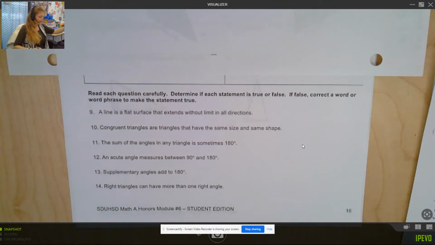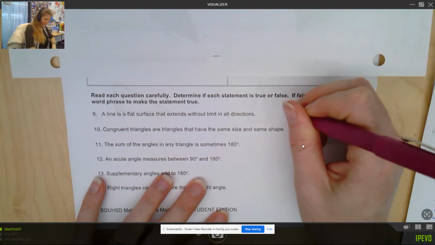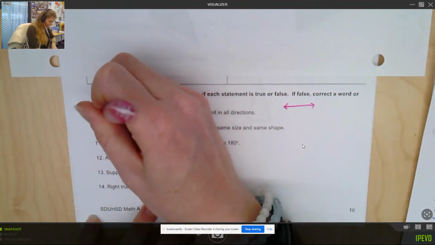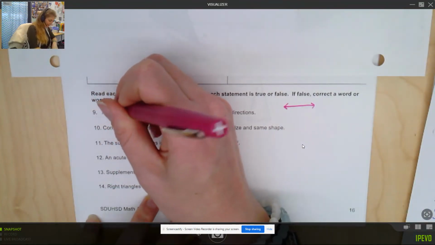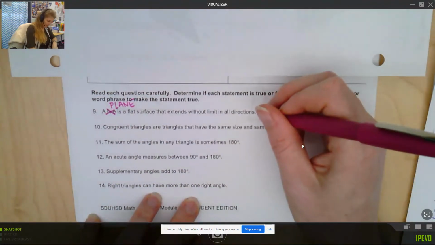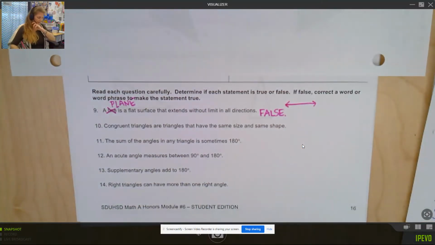It says, a line is a flat surface that extends without limit in all directions. So a line, I guess you can consider it flat, but it doesn't extend in all directions, it only extends in two directions. So if we look at that vocab, what's a flat surface that extends without limit in all directions? A plane. A plane. So we're going to write false here. And we're going to say a plane. Perfect. Let's do one more together.